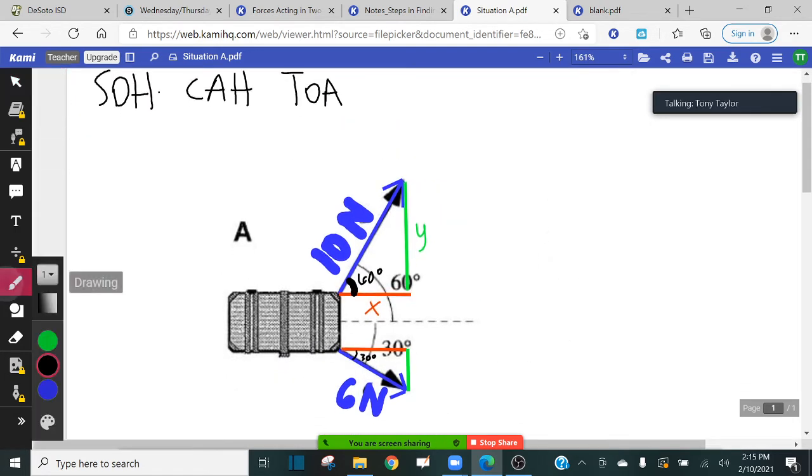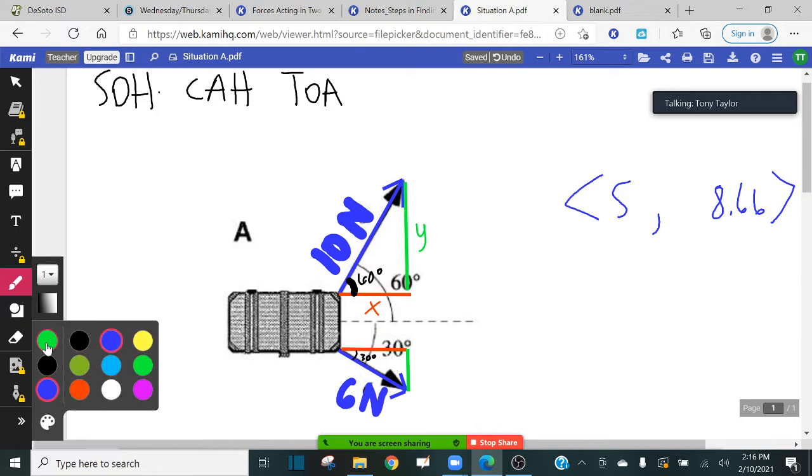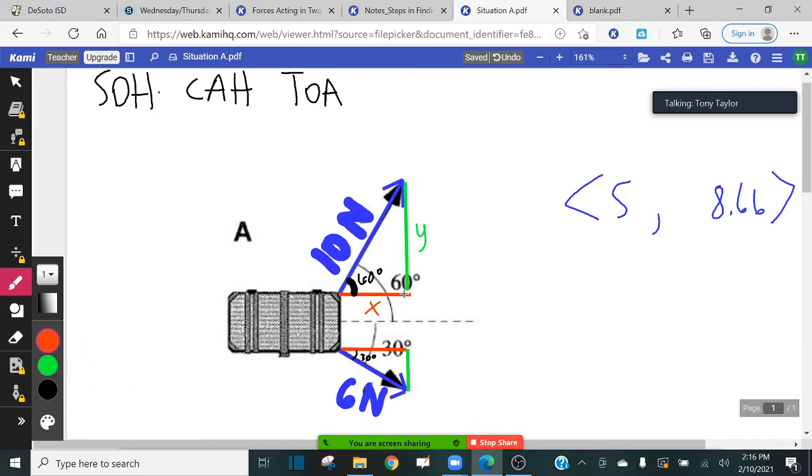So for this vector, the x component is 5 and the y component was 8.66. There's going to be two answers for A. My bad, we haven't even got the answer yet. I'm still in step 1. That's a lot of math here. I'm going to circle the answer.